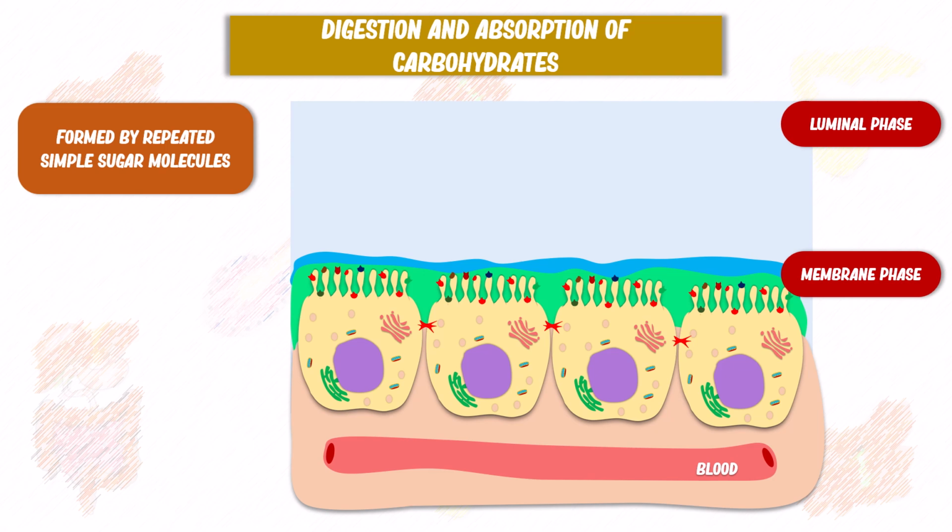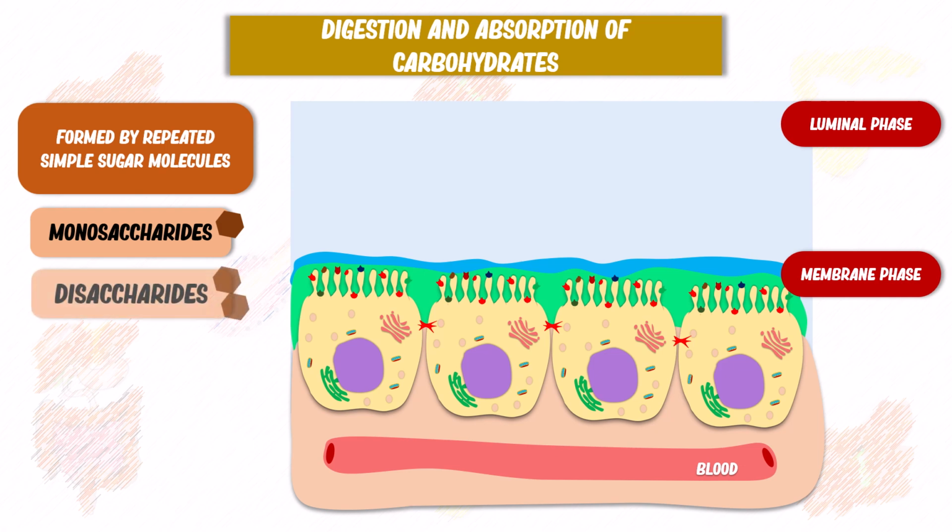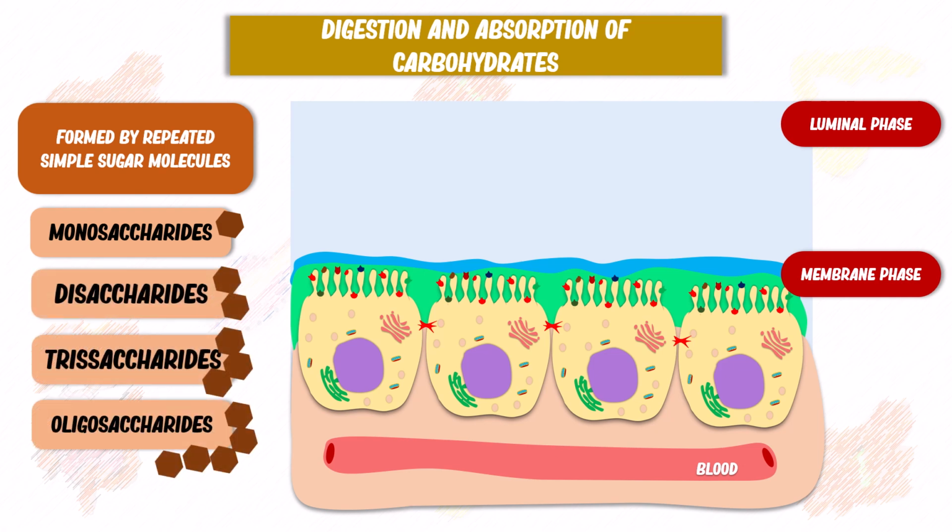Carbohydrates are composed of repeated simple sugar molecules. Simple sugars are monosaccharides. From these, we have disaccharides, trisaccharides, oligosaccharides, and so on. Therefore, there are several types of carbohydrates, and among all of them, starch is the only one that needs to undergo the luminal phase, while the others are digested in the membrane phase.